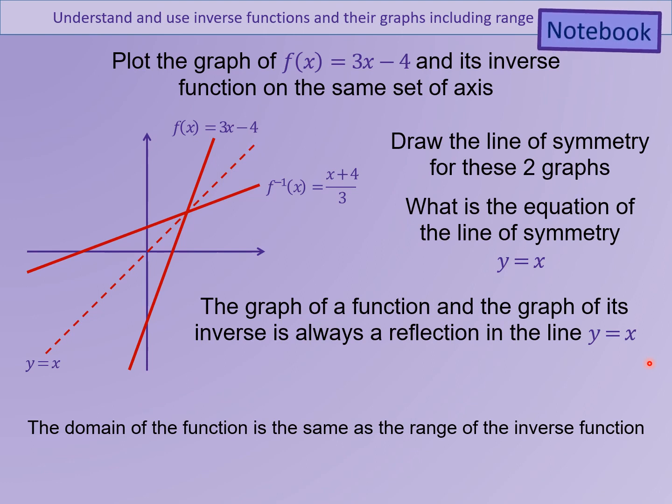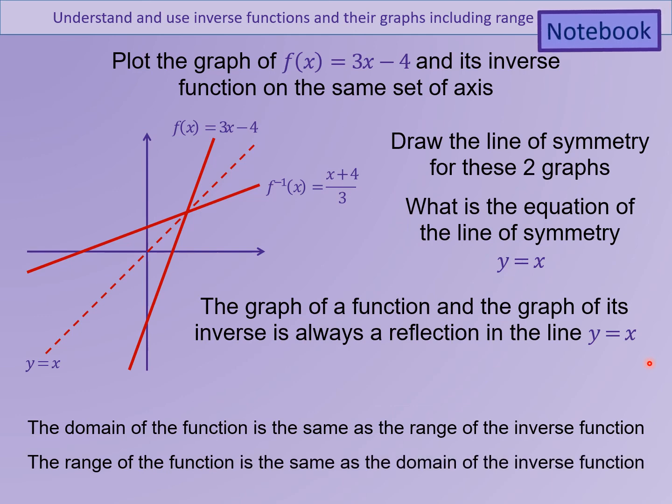This is one that's easily overlooked. The domain of a function is the same as the range of the inverse function. So the domain of the original function is exactly the same as the range of the inverse function. And in the same way round, the range of the function is the same as the domain of the inverse. So the domain and range are swapped between the function and its inverse.